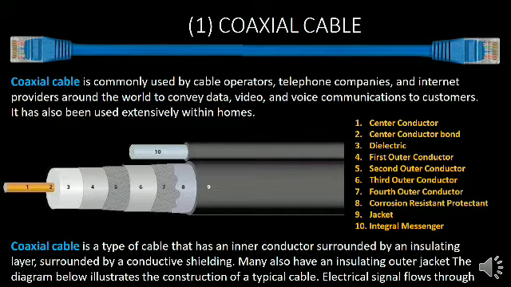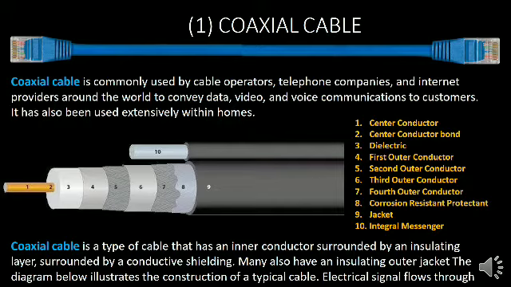1. Center conductor. 2. Center conductor bond. 3. Dielectric. 4. First outer conductor. 5. Second outer conductor. 6. Third outer conductor. 7. Fourth outer conductor. 8. Corrosion resistant protectant. 9. Jacket. And 10. Integral messenger.